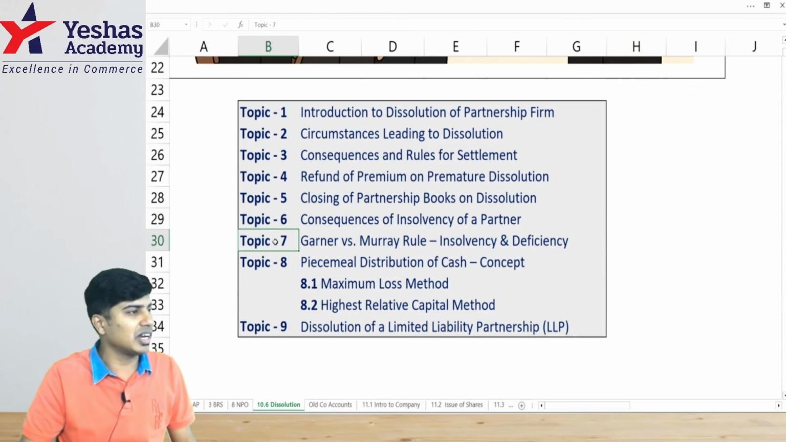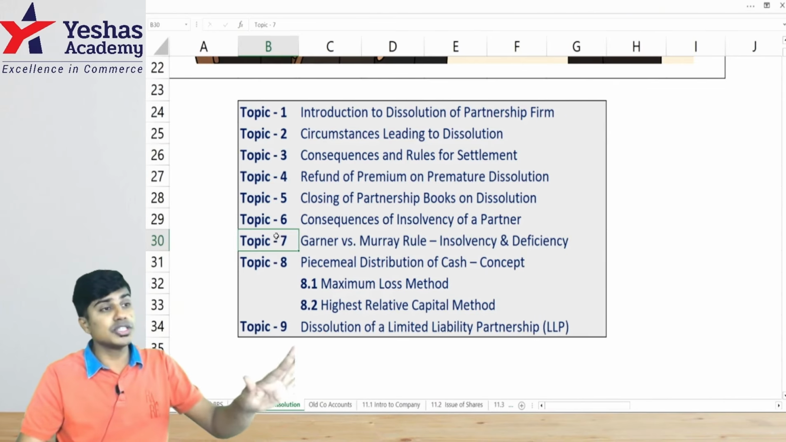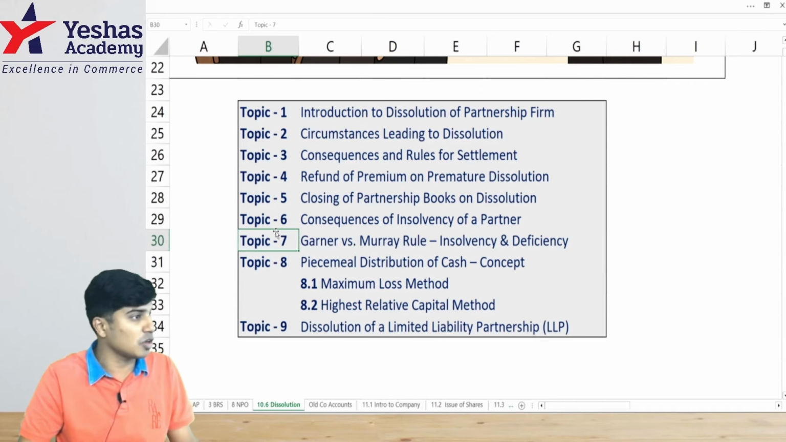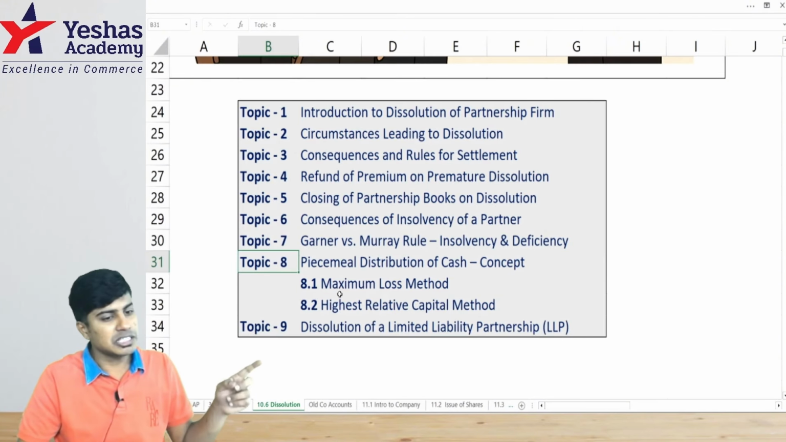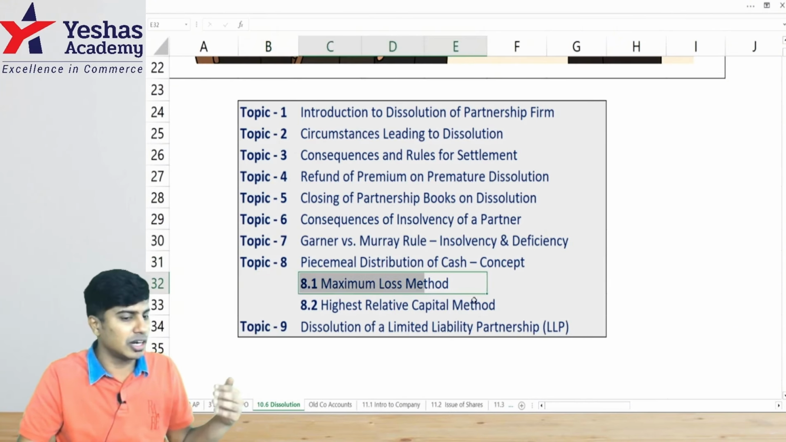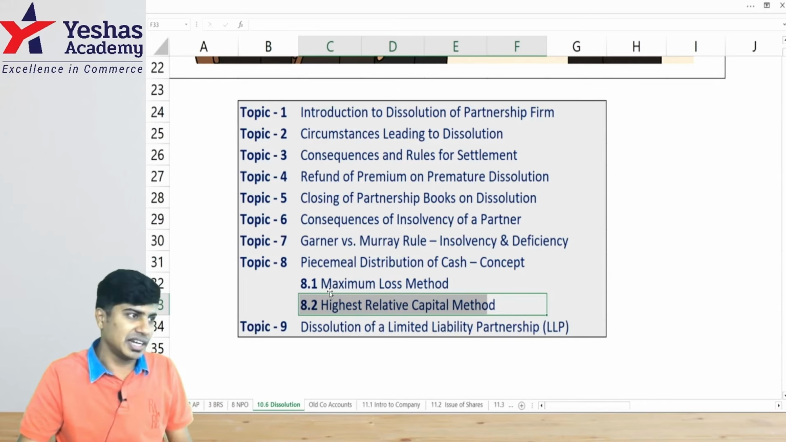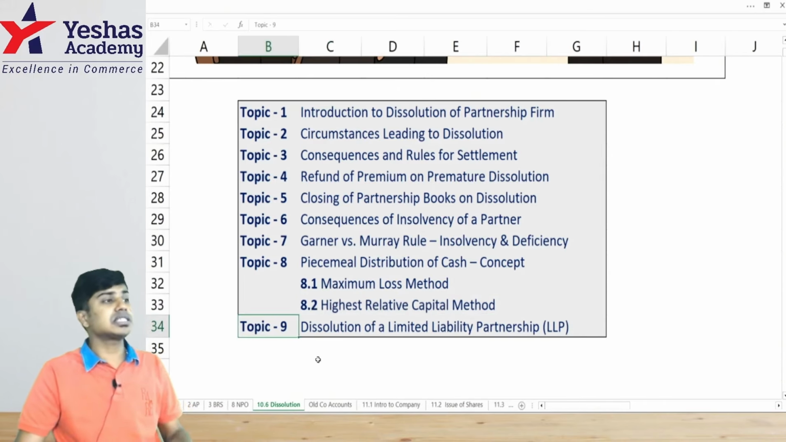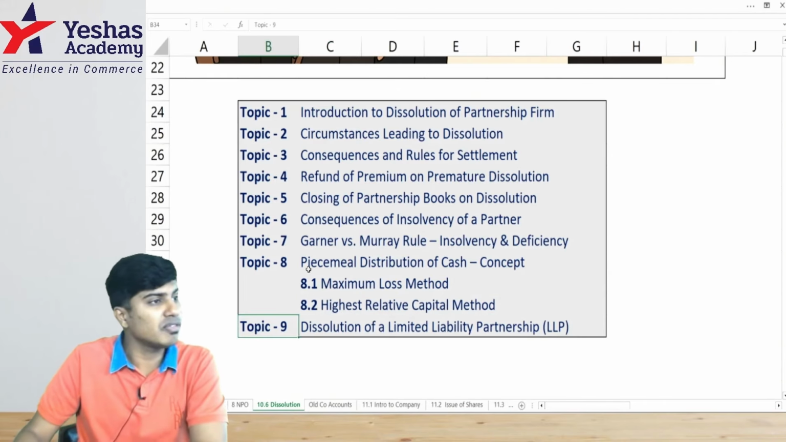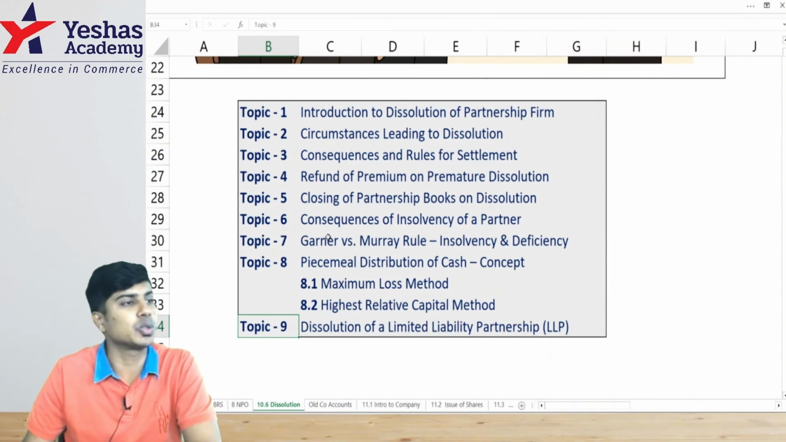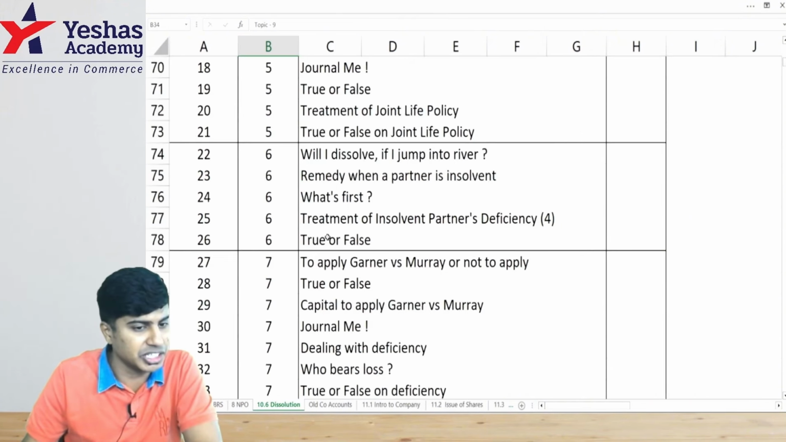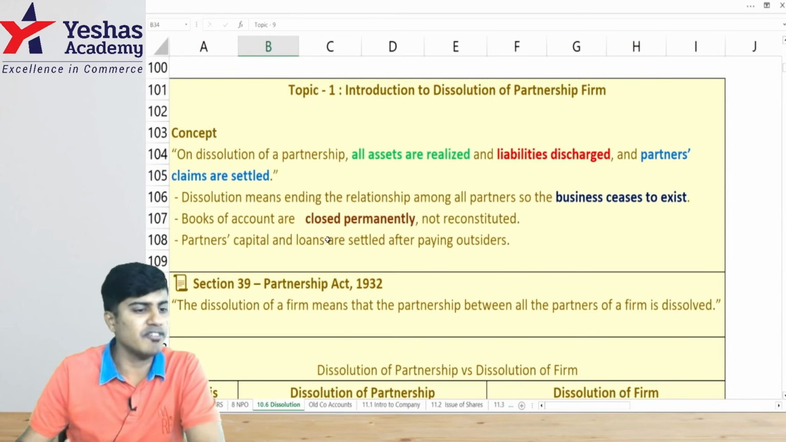Topic 7, your favorite case law, Garner versus Murray, insolvency of one of the partners, also insolvency of all the partners, that is insolvency of the firm. And in topic 8, we'll discuss piecemeal, which is again two parts: piecemeal in the case of maximum loss and also the other method, which is the highest relative capital method. And lastly, we'll discuss how to account for dissolution of limited liability partnership. Without wasting much time, let's quickly begin with topic 1, introduction of dissolution of partnership.